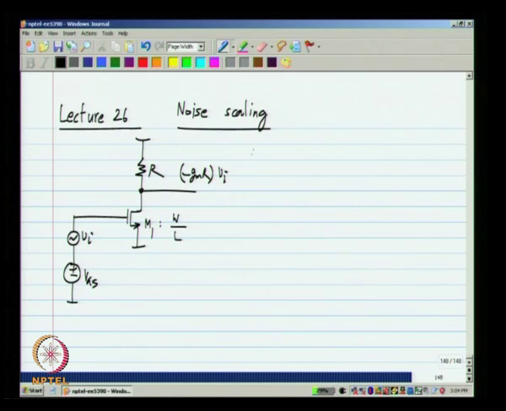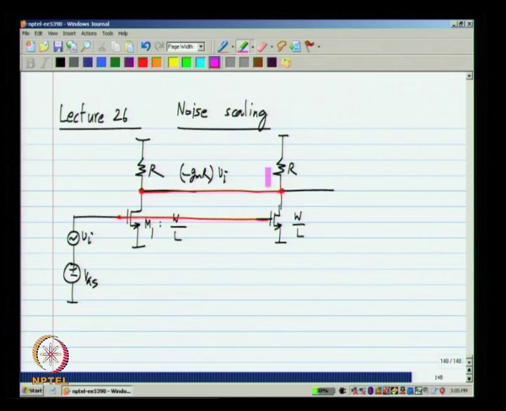Now, let me take an identical circuit, W by L and R. And what I do is, I will connect the corresponding nodes of the two in parallel. Now, it is very easy to see that the functionality has not changed. The gain from the input to the output will still be exactly minus GMR.